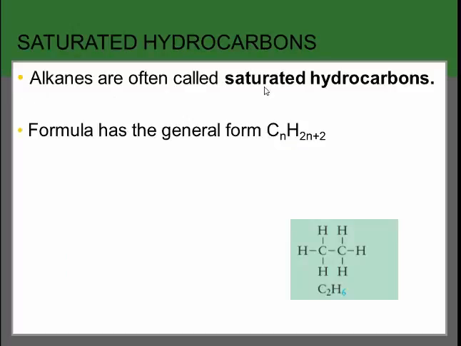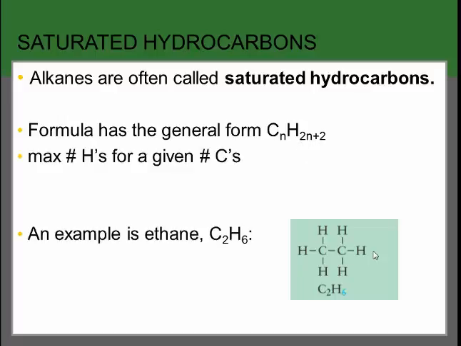So alkanes are often called saturated hydrocarbons. That means they have the most hydrogens possible for a given number of carbons. And so a saturated hydrocarbon has this general formula, CnH2n+2. So for a given n, we can solve and determine the total number of hydrogens possible for that n. For example, ethane here, C2H6: if n equals 2, the H count is 2 times 2 plus 2, which is 6. So C2H6 corresponds to a saturated hydrocarbon chemical formula.